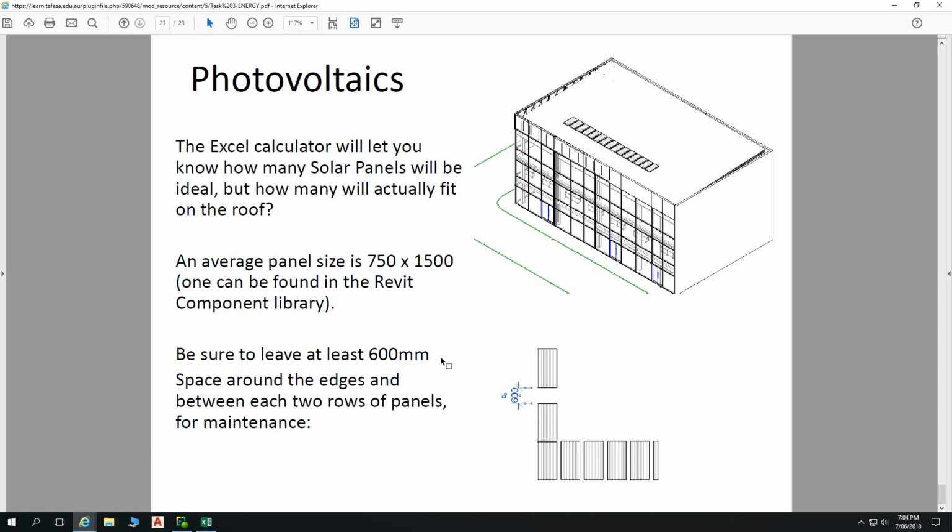So that means that you can do things like have one bank here and then a 600 millimetre gap, and another bank there, like that. And those solar panels could be laid out in this fashion or in that fashion. Whichever fashion you want, but there has to be a 600 millimetre access gap on the side of that bank of panels.